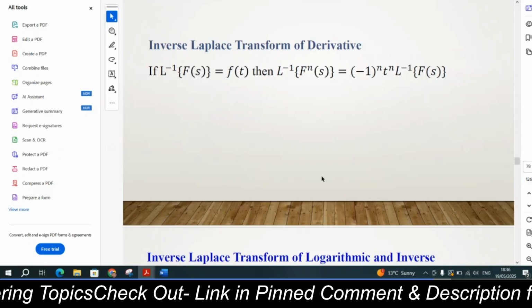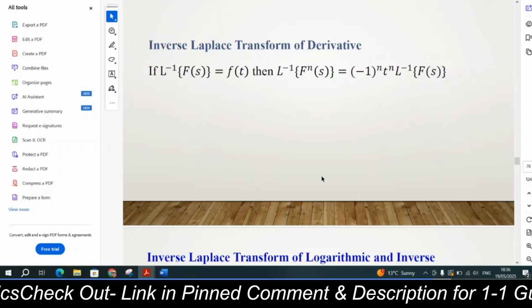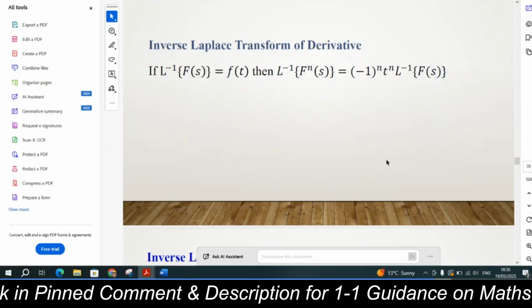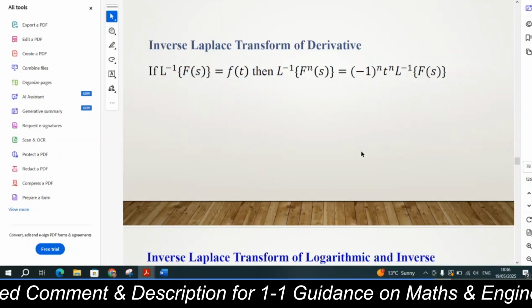Let's go on to the next slide. Inverse Laplace transform of a derivative. Okay. Now, I think we already had Laplace transform.